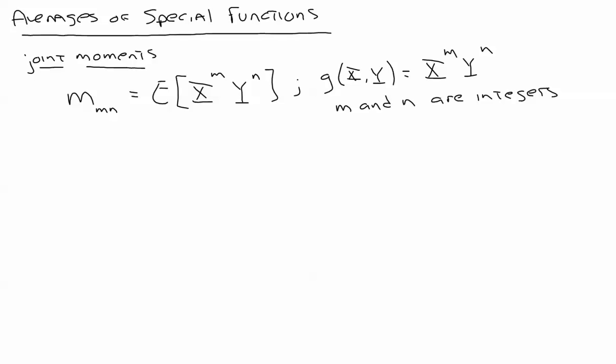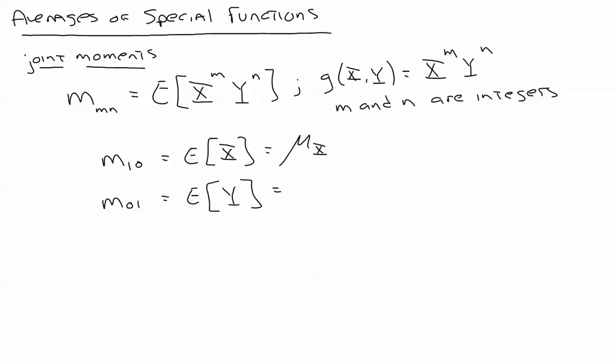All right. So let's look at some special ones of these. The M10 case is just the expected value of x, the mean of x. The M01 joint moment is going to be the expected value for y. All right. And there's another one.